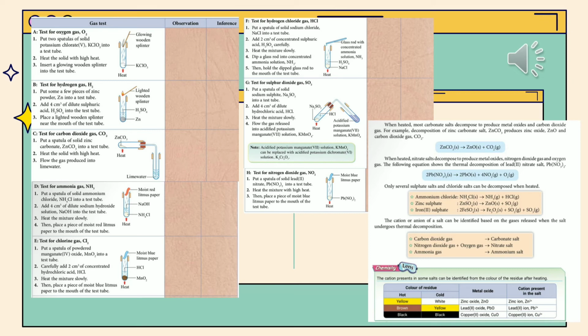Let me do a quick test. What kind of gas will be released when zinc salt reacts with sulfuric acid? Anyone know the answer? Yes, it's hydrogen. And what kind of test do we need to do in order to identify the gas? Yep, we need to use a lighted wooden splinter, and we should hear a pop sound coming from it. Well, I think it's kind of interesting, don't you?